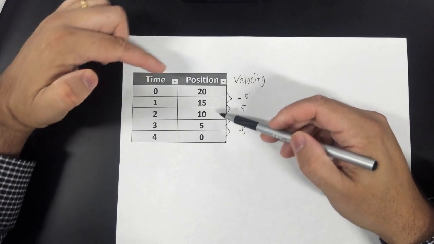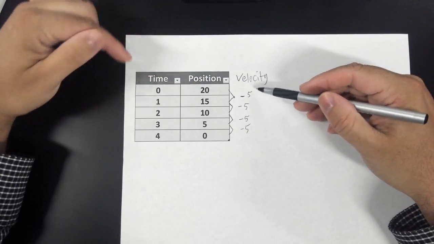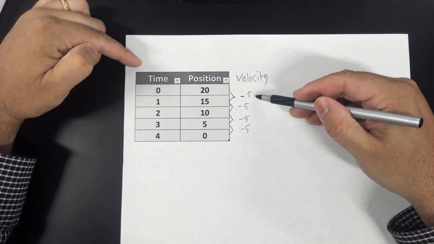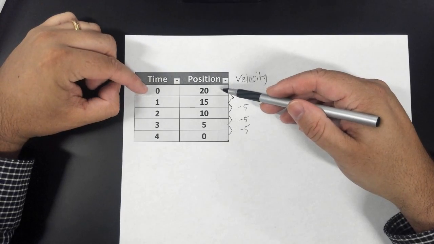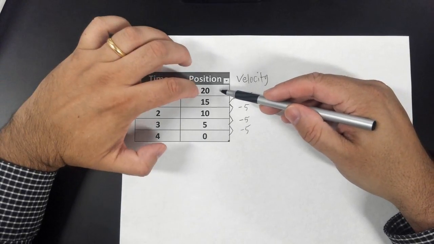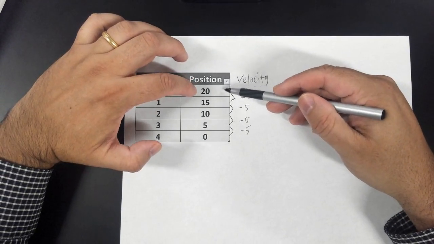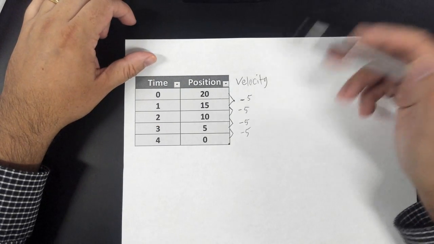So that's how we get the velocity. You can see that this is a data table for something that is moving at a velocity of minus 5. It's starting off away from wherever 0 is. So let's say you're standing at position 0. Then this is starting away from you and it's moving towards you at 5 meters per second.